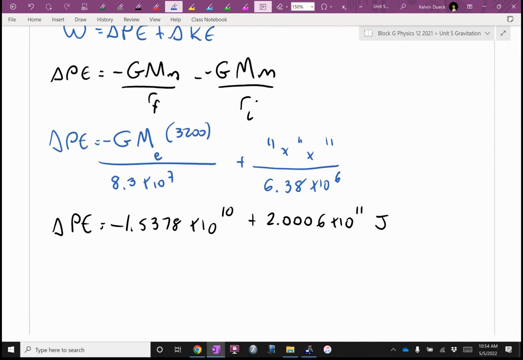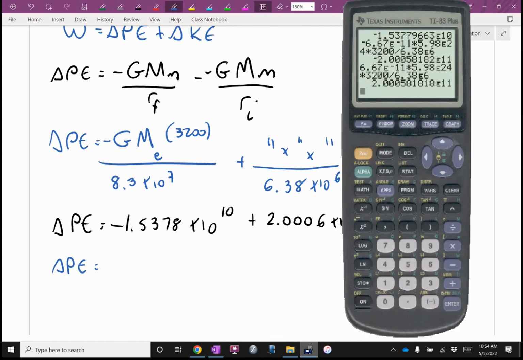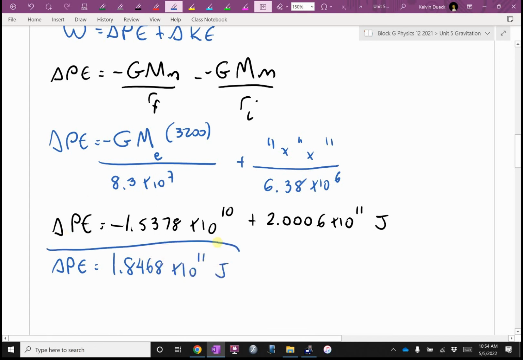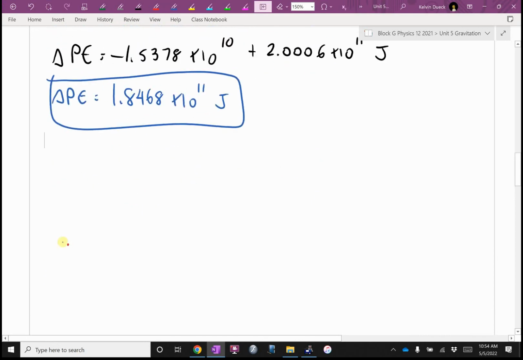Alrighty, so the change in potential is this number, take away 1.5378 times 10 to the 10th. And I get 1.8468 times 10 to the 11th. 1.8468 times 10 to the 11th joules. Put a box around it. We're not done. I got some room. Yeesh.